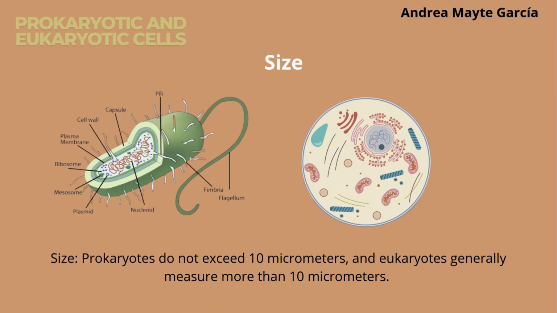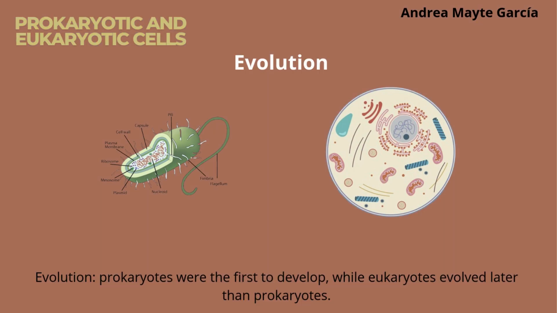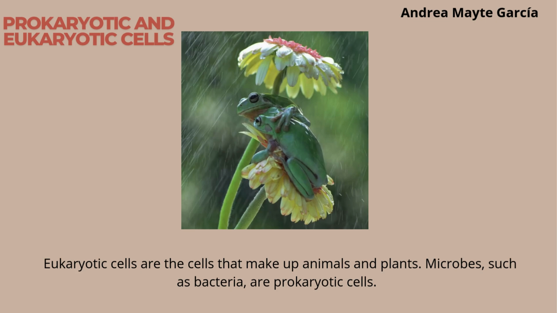Size. Prokaryotes don't exceed 10 micrometers, and eukaryotes generally measure more than 10 micrometers. Structure. The eukaryotic cell is more complex than the prokaryotic cell. Evolution. Prokaryotes are the first to develop, while eukaryotes evolved later than prokaryotes.